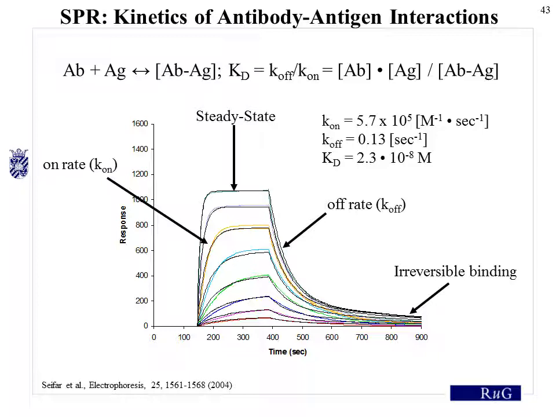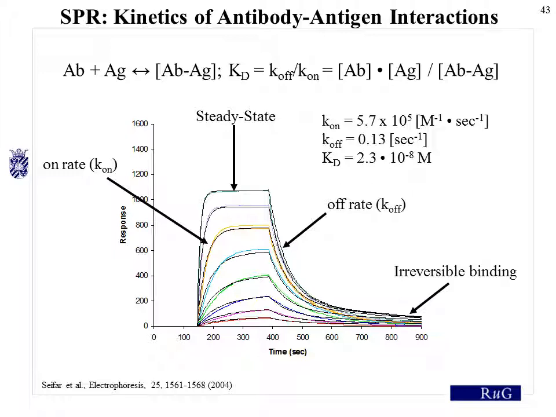A couple of measures can be obtained from such an SPR experiment. As already mentioned, we can measure the on rate and the off rate. As you can see, there is an increase in the response, reaching then a steady state, and as the solution is changed from receptor containing to receptor free, we can also measure the dissociation of the receptor from the ligand, or in this case the antibody from the antigen. As you can see on the right, there is some reversible binding left. This could be due to binding to the gold layer or to other groups on the surface, so the chip needs to be cleaned.